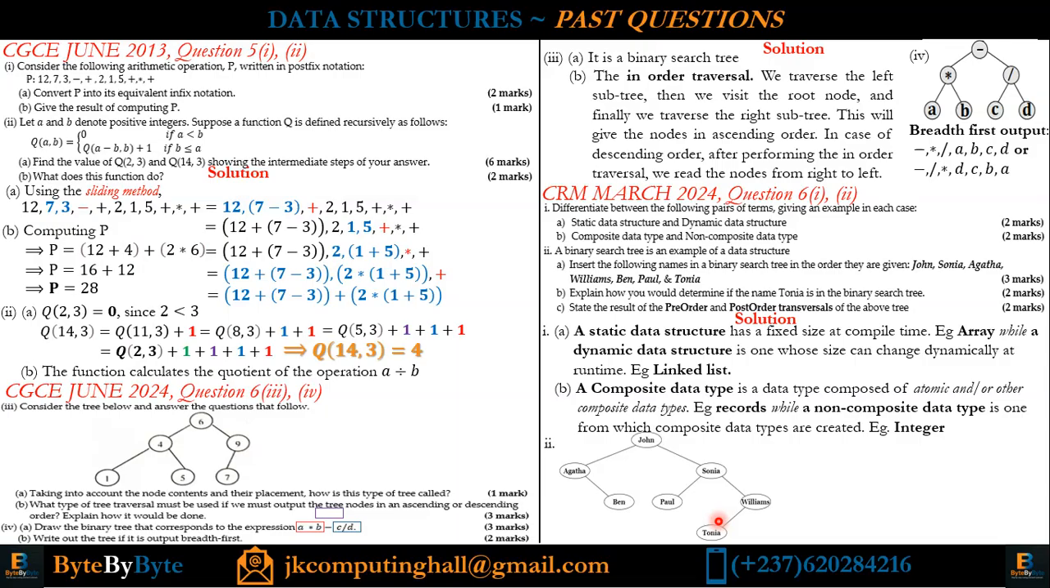Tonya will be compared with William, and since there is no match, T will be compared with the left values of William since T is less than W. And finally, we shall see that there is a match between the left node of William and the value we are searching for. Remember that this is the same thing as performing binary search in a sorted array, hence the name binary search tree.